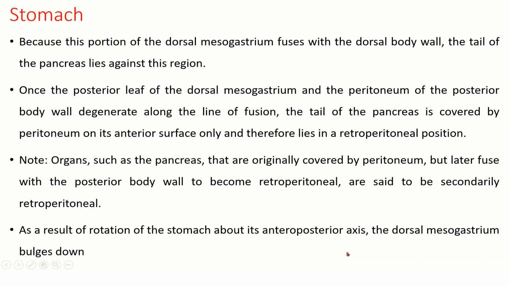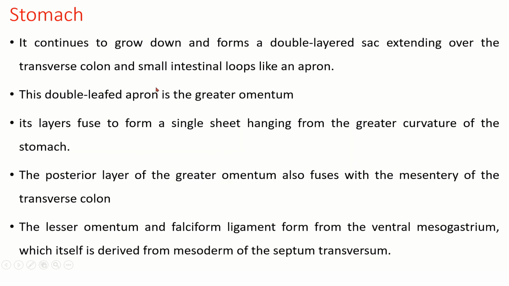As a result of rotation of the stomach about its anteroposterior axis, the dorsal mesogastrium bulges down. It continues to grow down and forms a double-layered sac extending over the transverse colon and small intestinal loops like an apron, and this is the greater omentum. Its layers fuse to form a single sheet hanging from the greater curvature of the stomach. The posterior layer of the greater omentum also fuses with the mesentery of the transverse colon. The lesser omentum and falciform ligament form from the ventral mesogastrium. This ventral mesogastrium is derived from the septum transversum.